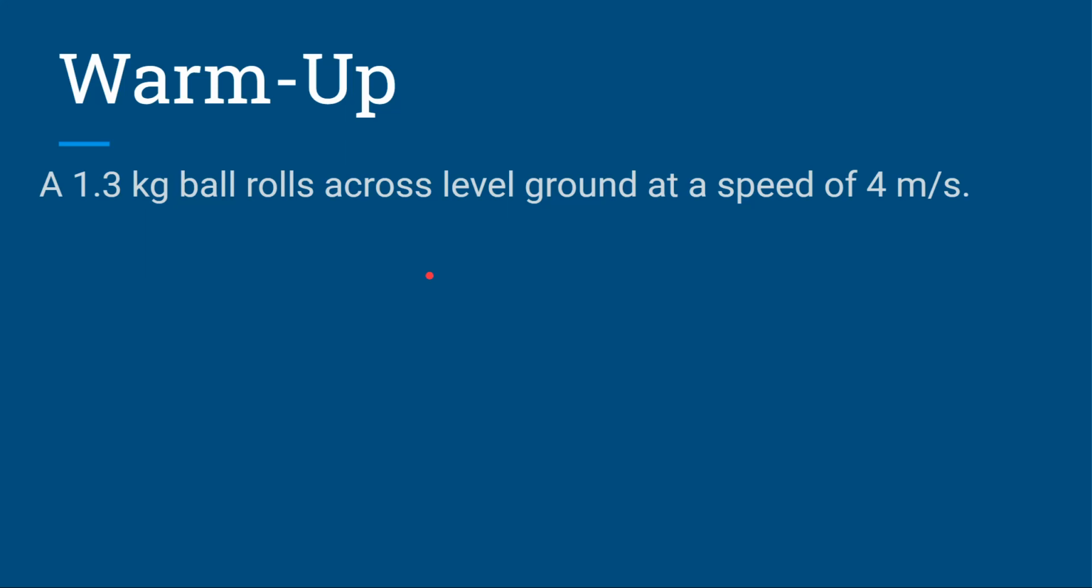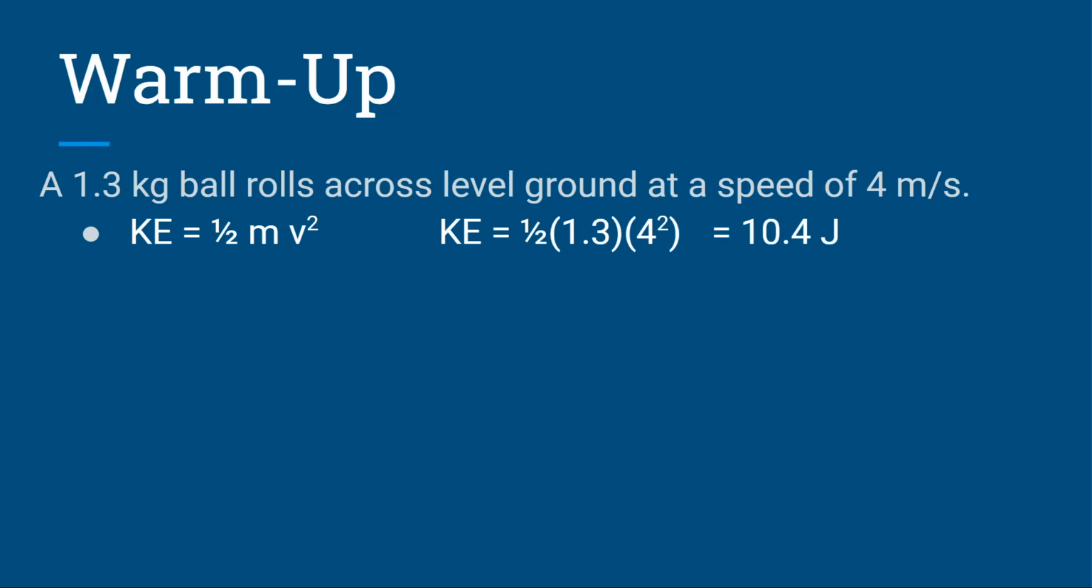So the first question was to find the kinetic energy of this ball. And that means we need to use the kinetic energy equation, which is KE equals 1/2 mv squared. The mass and velocity are both given to us in the question, so if we substitute those in, we get 1/2 times 1.3 times 4 squared, which if you put that in the calculator will give you 10.4 joules. So the answer to the first part of the warm-up, the kinetic energy of that ball, is 10.4 joules.